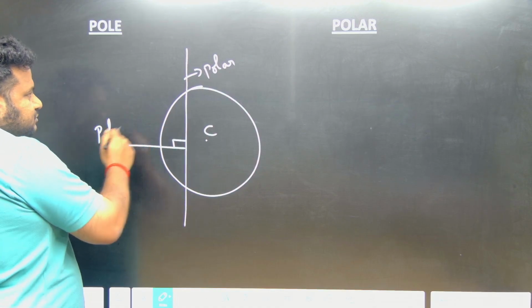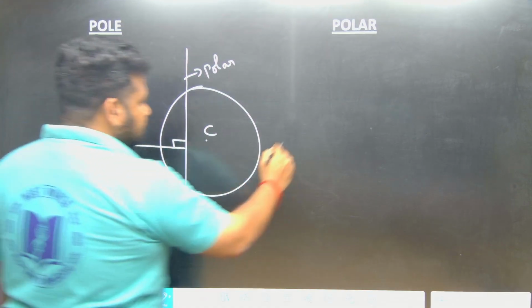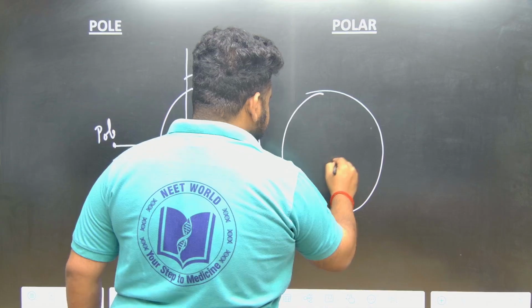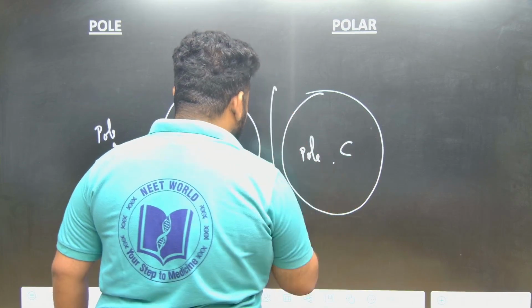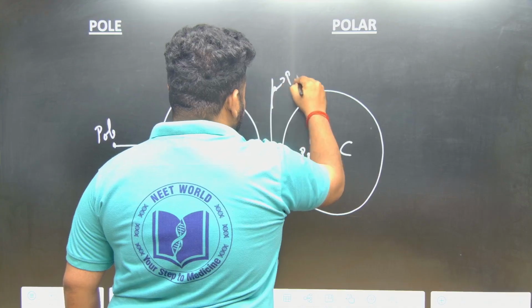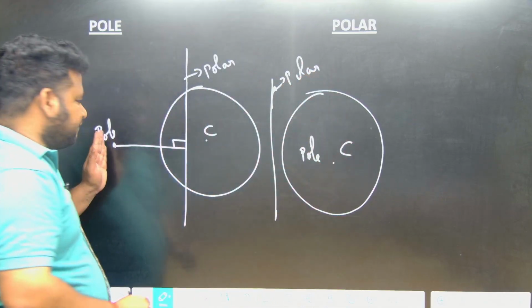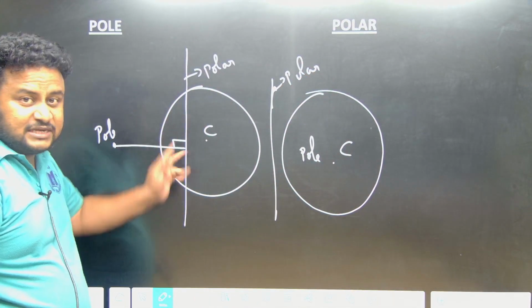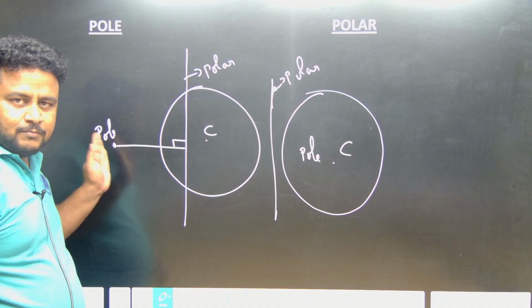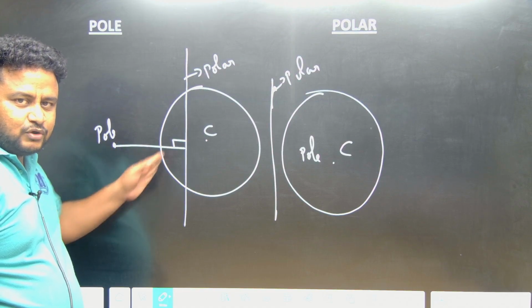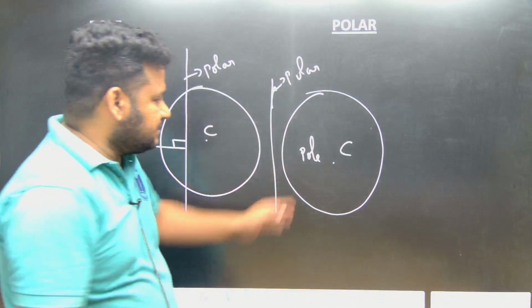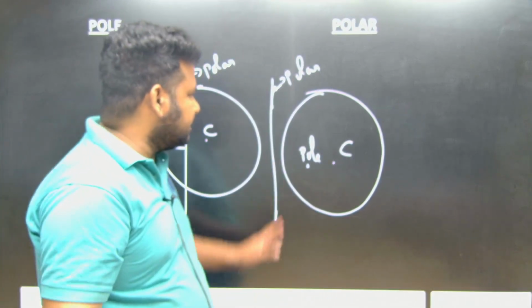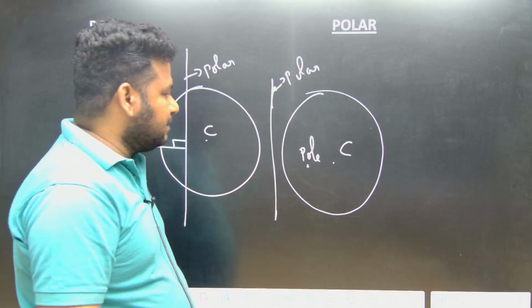If the point is outside, the polar will come inside. Or if the pole is inside, near the center, then the polar will come outside. So understand, if the pole is outside, the polar comes inside. The polar is a line, the pole is a point. Because of the pole, you will get a polar. The polar will be inside the circle if the pole is outside. If the pole is inside, then the polar will come outside.